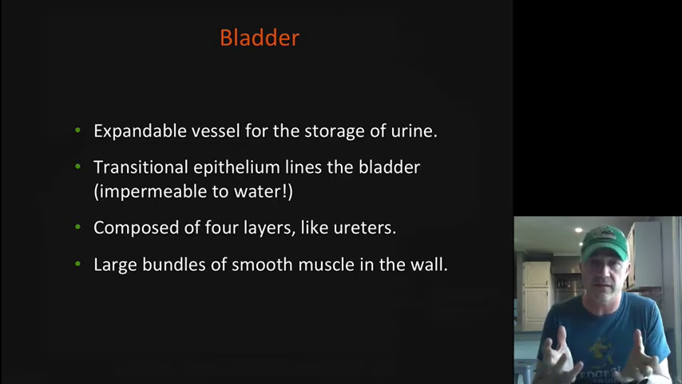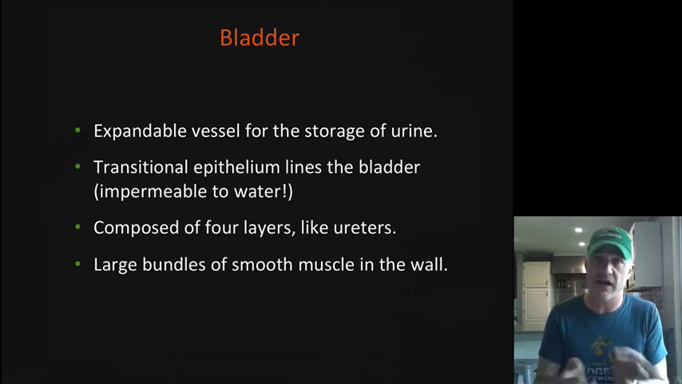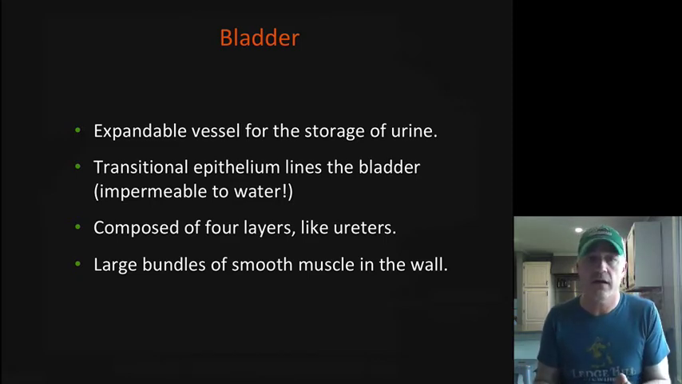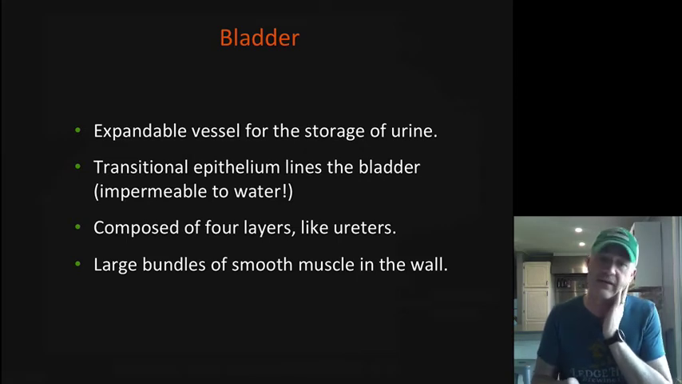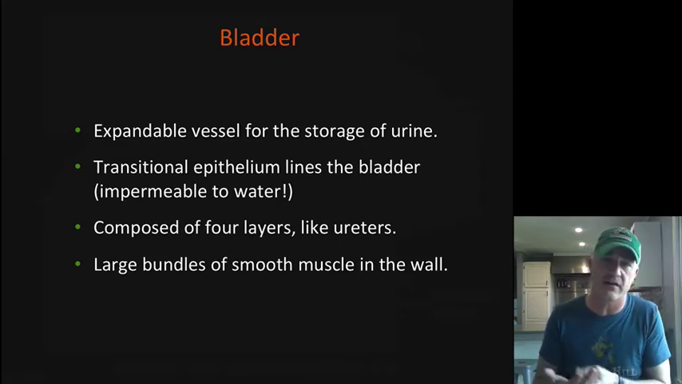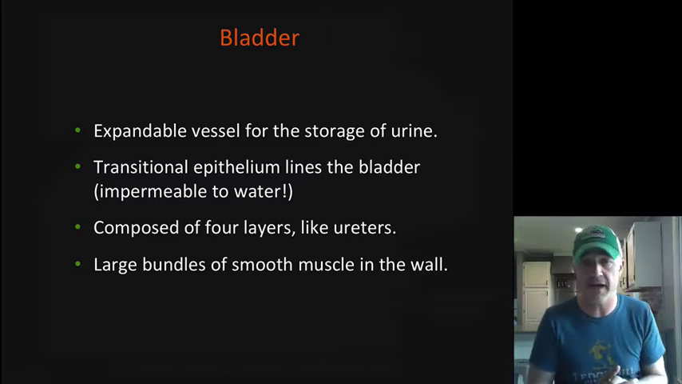So this is basically a storage tank. Again, transitional epithelium lining the wall because it can stretch and it is impermeable to water. Similar layers as the ureters. It's going to have the lamina propria and connective tissue, submucosa underneath. Then they're going to have a very large muscularis. It's called the detrusor muscle in the bladder.